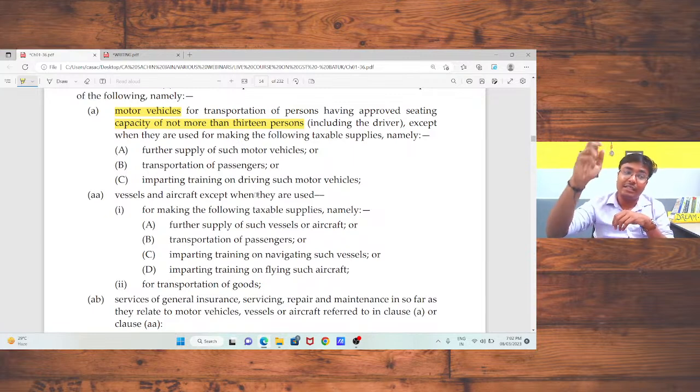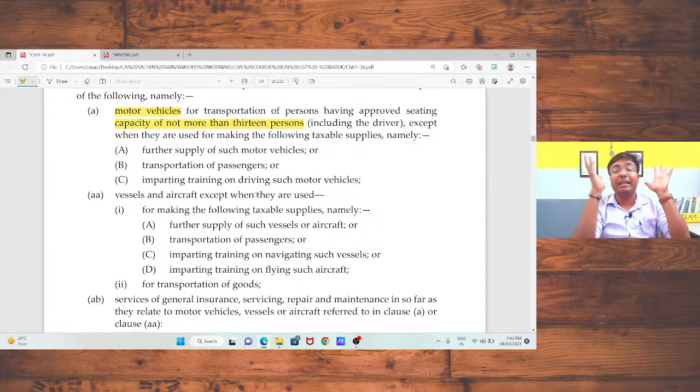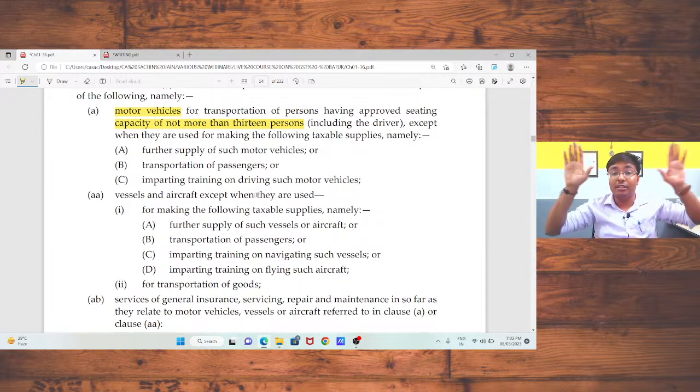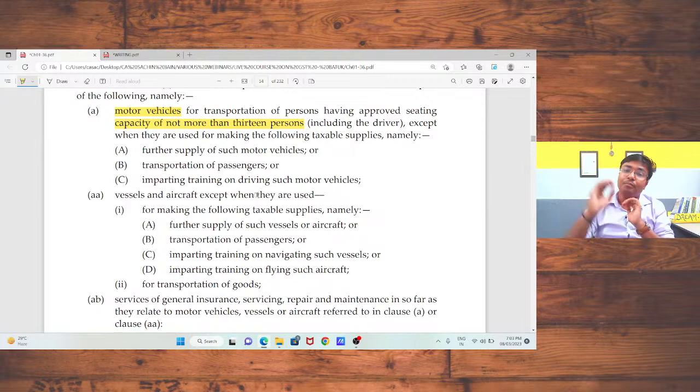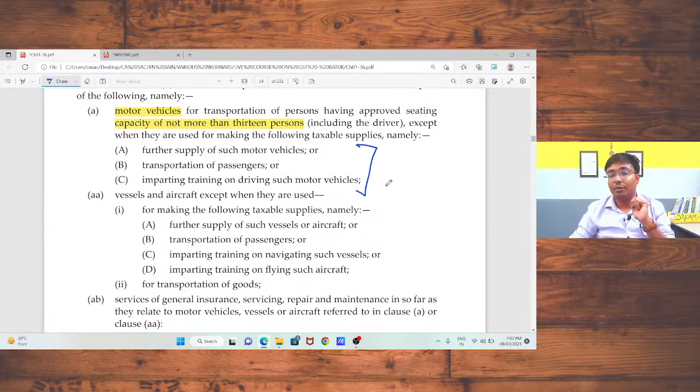So as per section 17, subsection 5, clause a, in case of motor vehicles input tax credit is not available. But if you are going to use the same for further supply, in that case input is allowed. If you are going to use it for transportation of passengers and the capacity is more than 13 passengers, in that case input is allowed. Or if you are using the same for training purposes, in that case input is allowed. The rest of the input you will not get. You will not be eligible to take the input. This is the scenario.